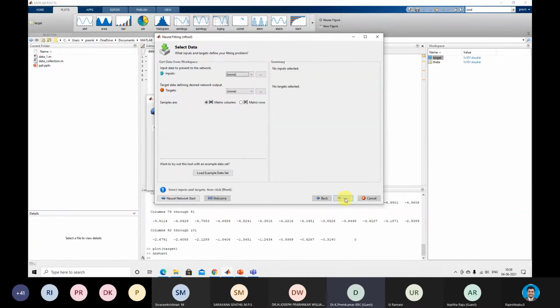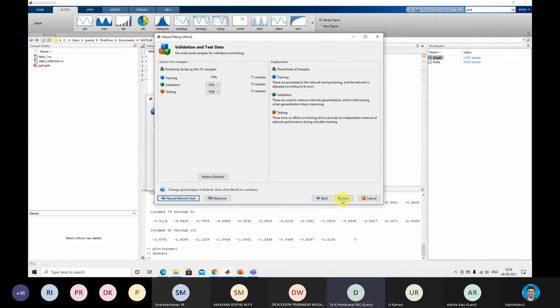Next you click the next button, and then here you need to choose the data, right? Here you choose the input data, and here you choose the target data for the training process. So here I'm going to select the input data theta, and then I'm going to select the target here. After selecting input and target data, just click next.